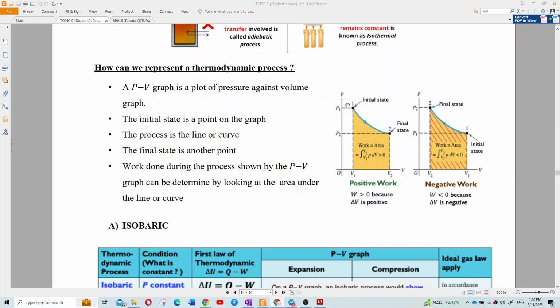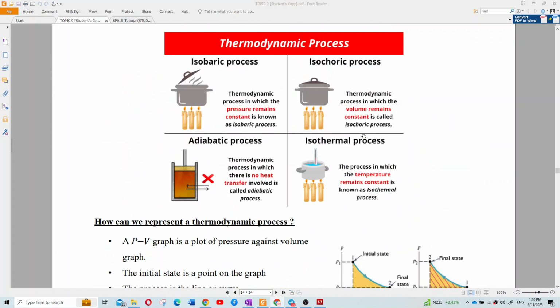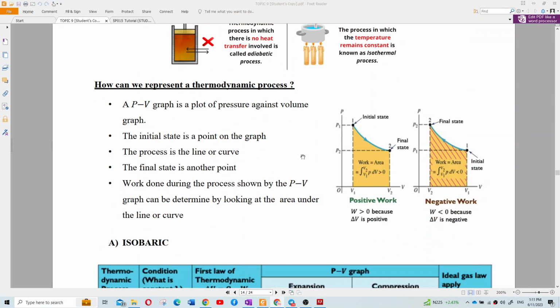This curve is actually a process. What process is this curve? You will learn about that shortly. It is one of these processes; I will review the answer later on. The process can go from left to right or right to left, not necessarily to the right. So we have positive work done and negative work done. I will talk about this later.